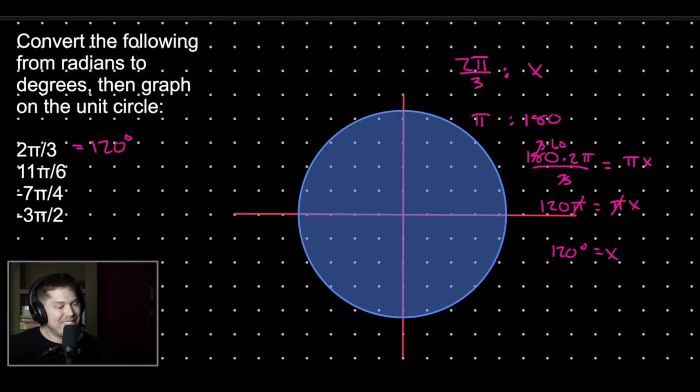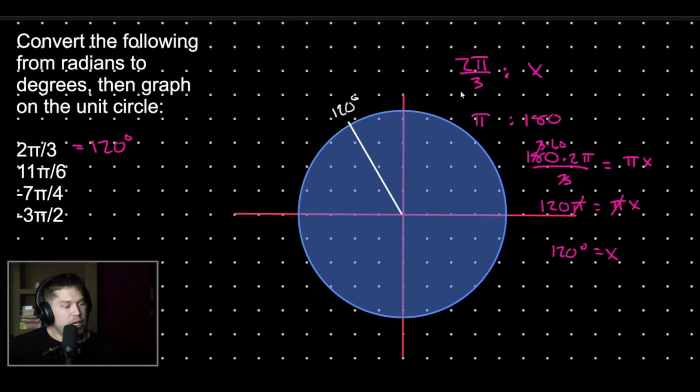Where does this go? Well, we know that this top going straight up and down is 90 degrees, and then we're going to go an additional 30 degrees, which will be in our second quadrant. So around this location is the 120 degree mark. Okay, what about 11 pi over 6? Let's convert this one.